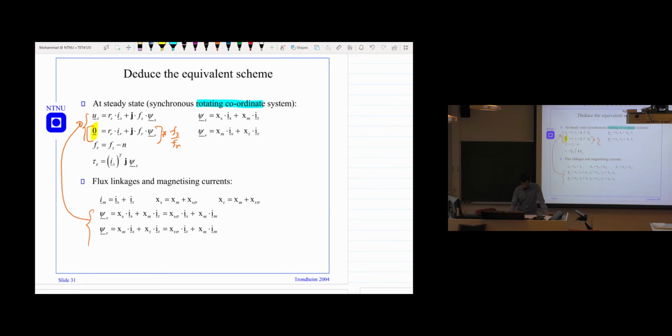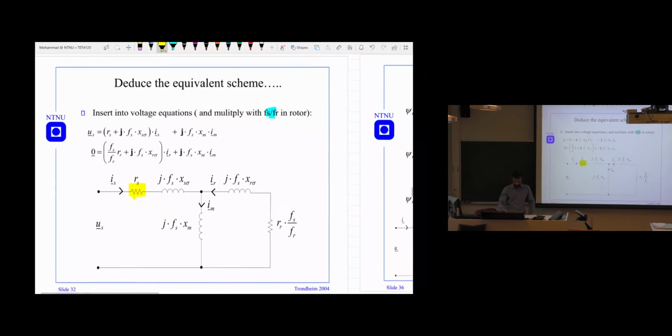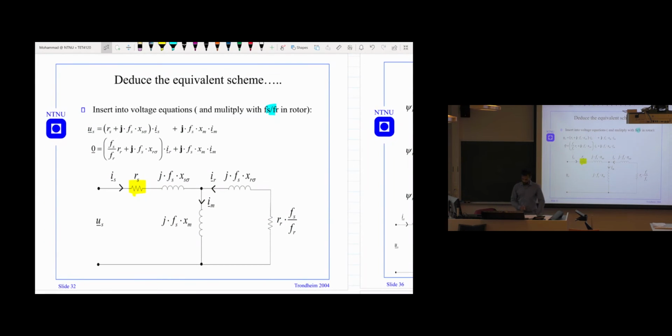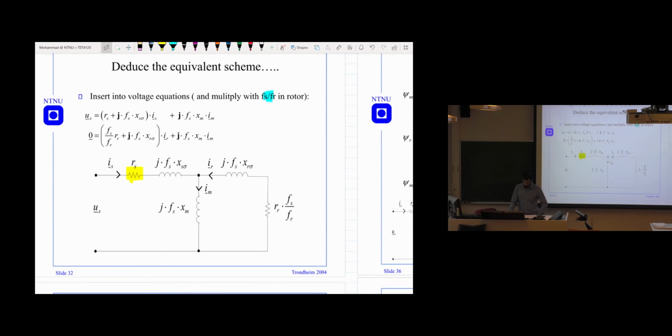So what we did, we inserted the psi S and the psi R, these two here, in these two equations. This is the first step. And then in the second step, to have the sum, we apply some trick. We multiply the second equation with this Fs over Fr. And when you do that, you will see that these two equations become very nice equations, like this.